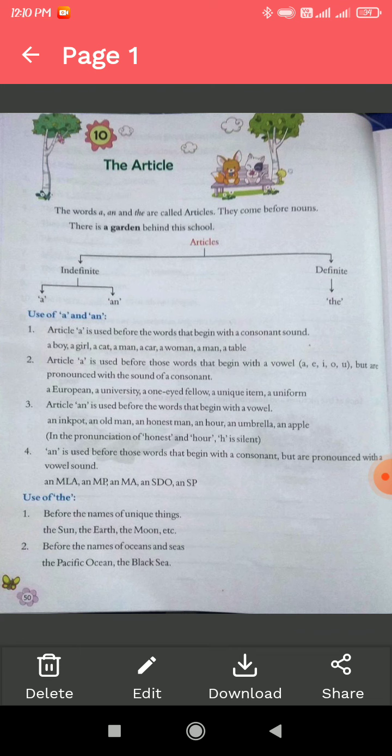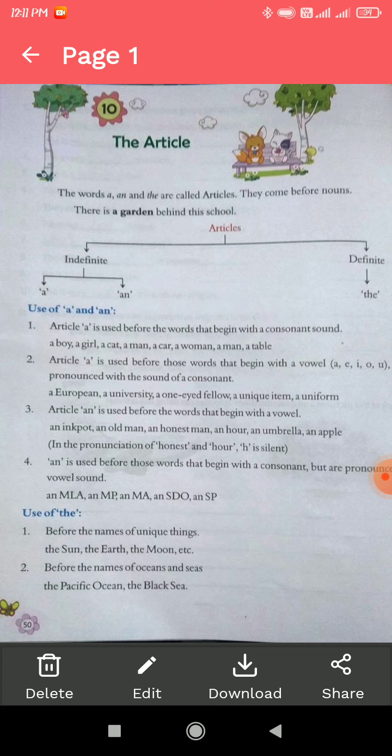So in a European, as you can see, this word begins with the vowel e. Another word begins with the vowel u. So all these vowels we do not need to focus on. What we have to focus on is the sound of the word. If the sound of the word is a consonant, then we must use article a.